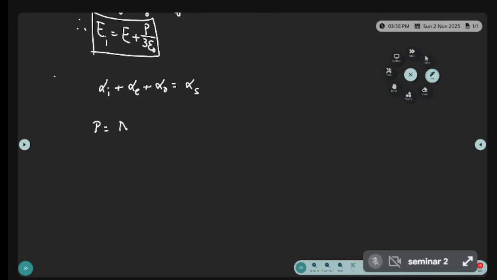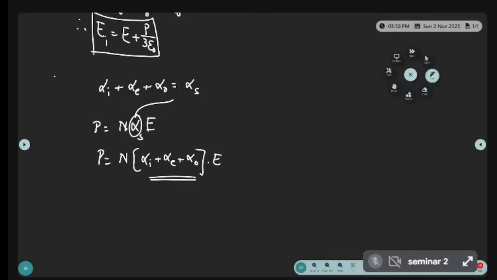P is equal to n alpha E, where alpha is alpha S. So P is equal to n into alpha I plus alpha E plus alpha O into E. This is the space charge polarization, obtained by adding the individual polarizabilities. Electronic, ionic, orientation: if you sum them, we get the space charge polarizability. In simple terms, what do we do with them? Add them.